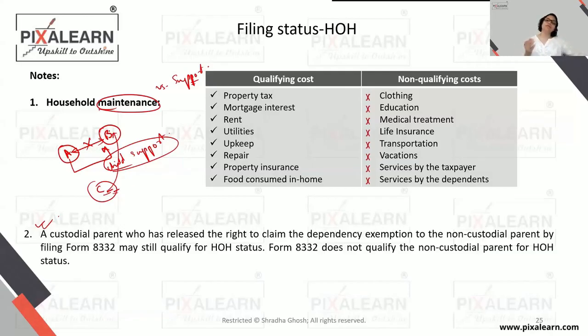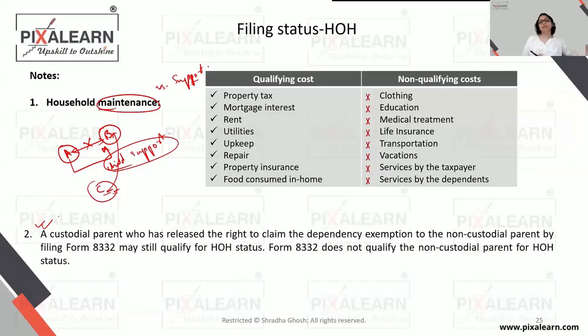Who will claim? Because you know that in this case, if neither A nor B remarries, both of them can claim an HOH status because they are single now, because they're legally separated. And at the same time, they're having a child who they are maintaining. So who will be able to claim the child on their return?